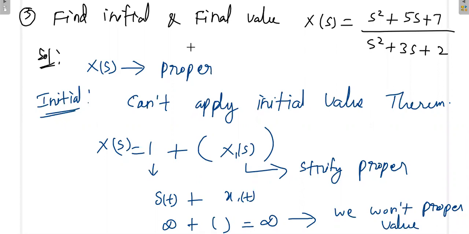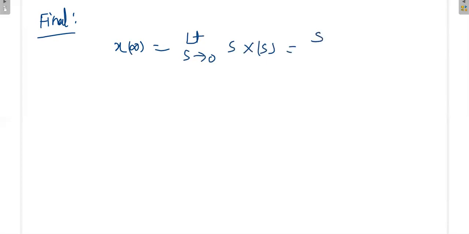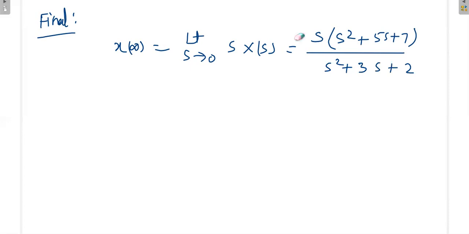Then what is the final value? Whether the given transfer function is stable or not? Yes, it is stable. If you find the poles of this equation, all the poles will be in the left half of the s-plane, so it is stable. We can apply the final value theorem. Final value x(infinity) is the limit as s tends to 0 of s times X(s), that is s times (s² + 5s + 7) / (s² + 3s + 2). If you apply the limit s goes to 0, you'll get 0 by 2, which is 0.